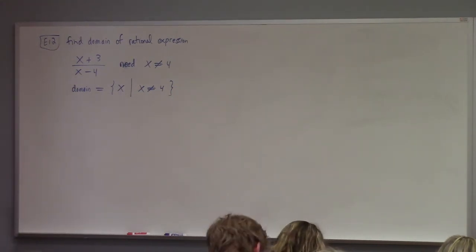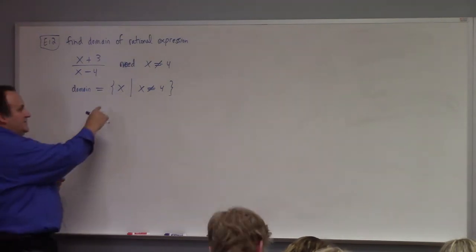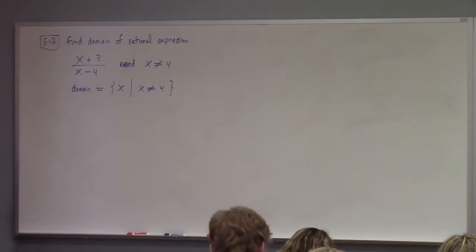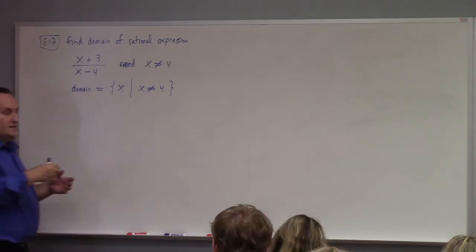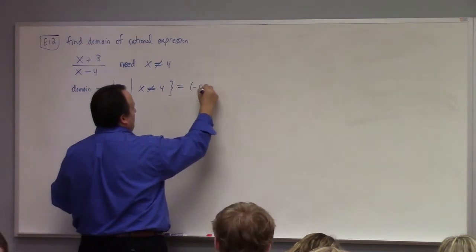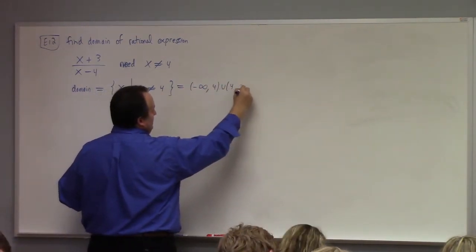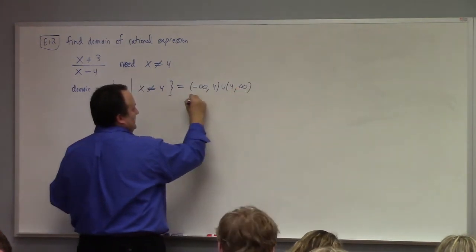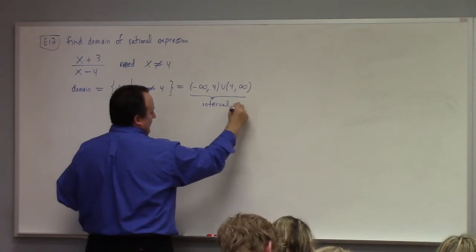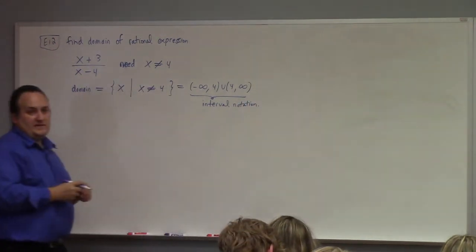So this is called set builder or roster notation that I just used, right? This is set theoretic notation. If you wanted to write it in terms of intervals, the number line, it's a little bit more complicated. It looks like this: minus infinity to 4, unioned with 4 to infinity. So this right here is interval notation, right? And I don't think your homework even asks you about that.